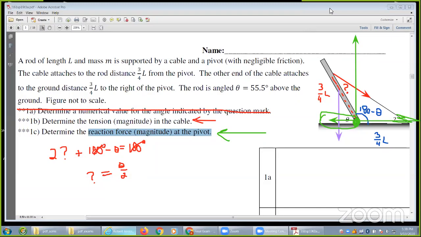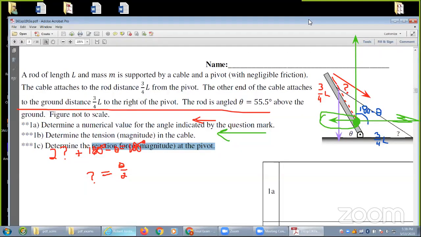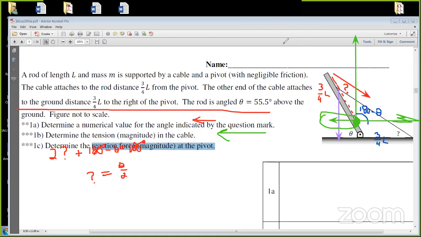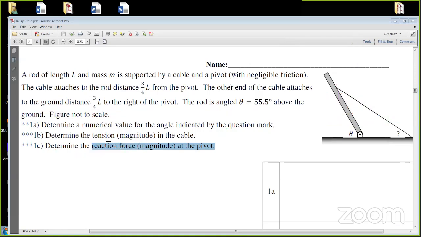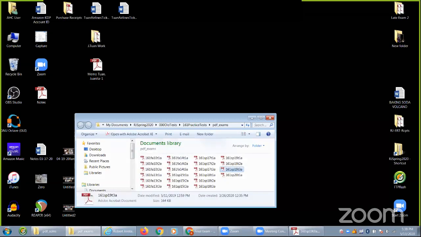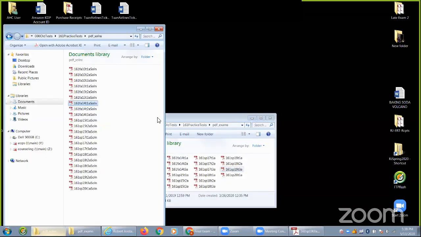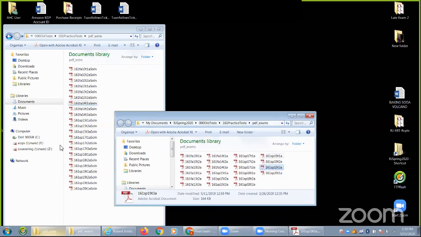I'm going to go ahead and pull up the solution to this one to see if there's anything else, since we're still learning this material. See if there's anything else that I forgot. Whoops. Let me find it. What was that one? I just like 19.3a.